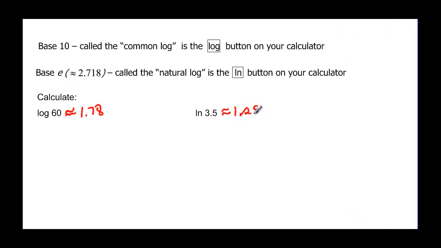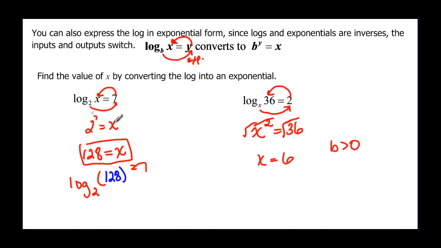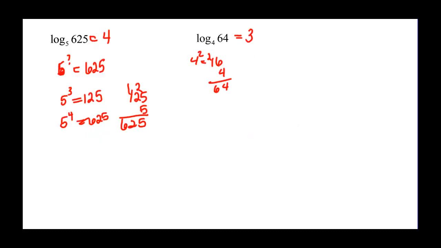So now we know how to figure out logs. If they're common logs or natural logs, we can go to our calculator. If they're equations, then we can convert them into an exponential and go from there. Or if they're just asking us to evaluate a log, we just have to think, what is the exponent on our base that'll give us this number, which again is called the argument.